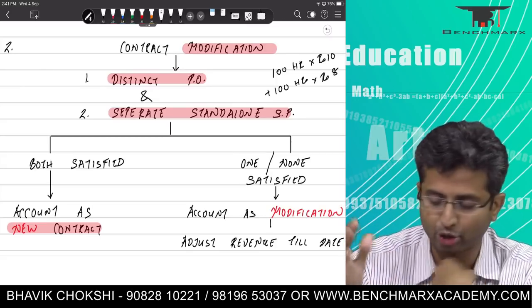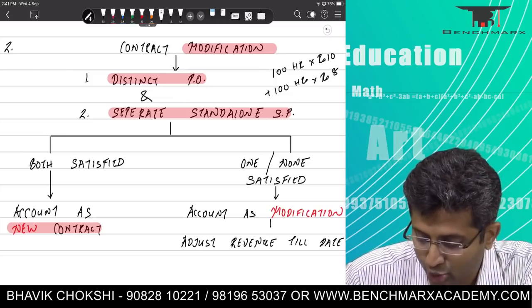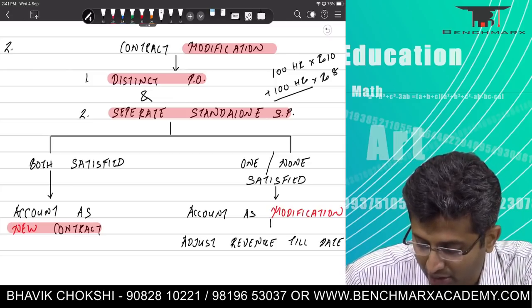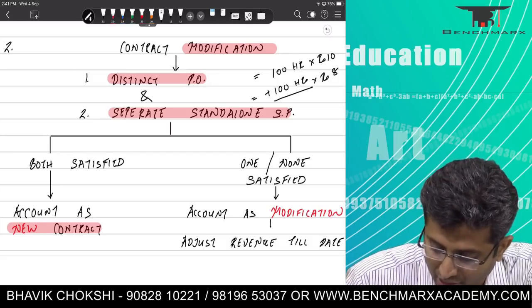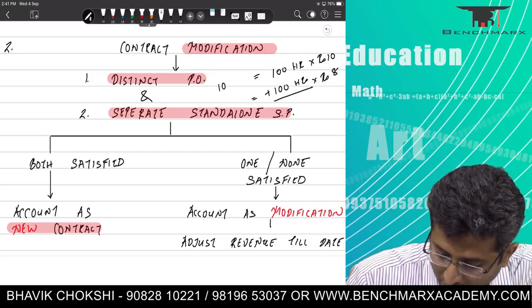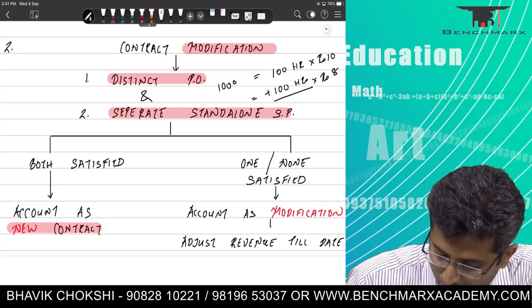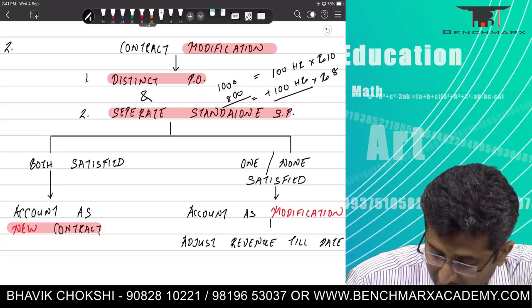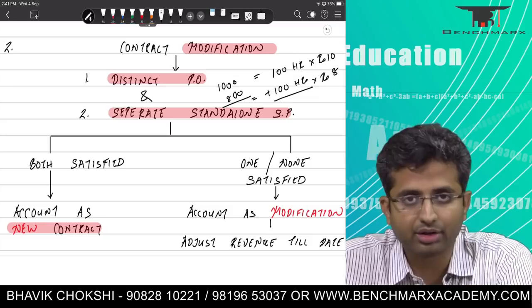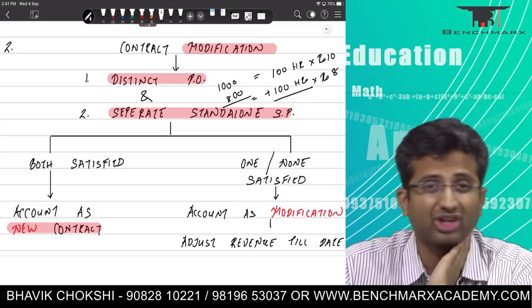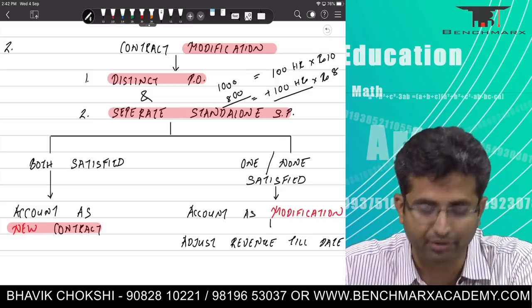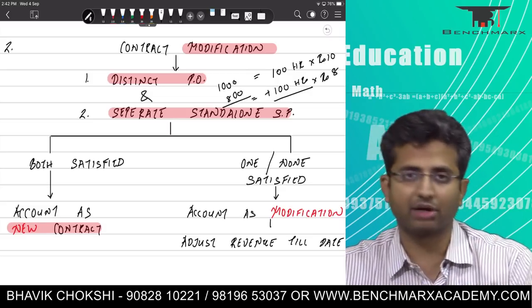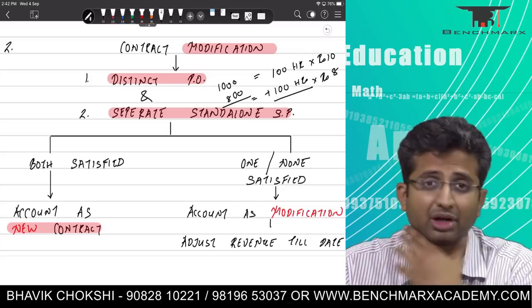Let us say it is not considered to be distinct, in which case you will record the entire work based on the entire outputs. That's 100 hours into 10, that's 1000, and 100 hours into 8, that is 800. So we will say that for 200 hours you are going to charge 1800 rupees, and hence the rate per hour is rupees 9 per hour. If you have already recorded revenue, let us say 50 hours of work have already been done.